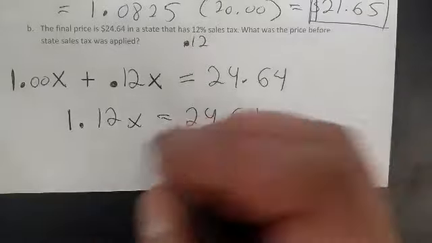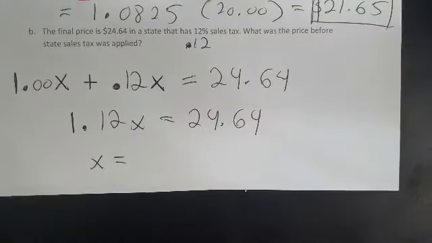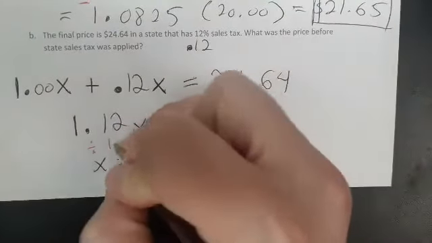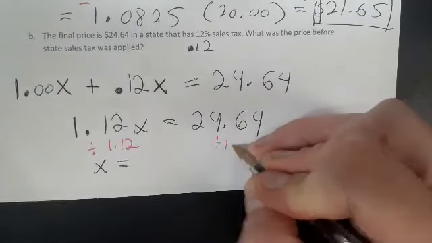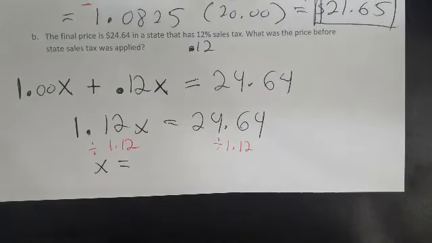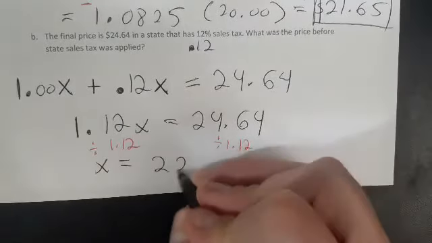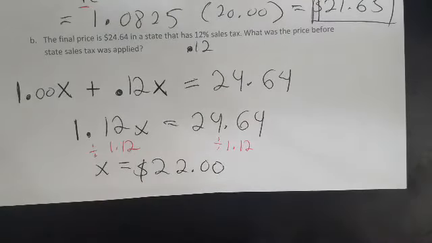So if you want to do a little bit of algebra to solve this, what we're doing is we're dividing both sides, I'll do it in red so it's not cramming together too much, by 1.12 to get x. If we want to get x, we have to divide both sides by 1.12, and I set it up nicely, so I believe it should be an even $22. Let me double check, make sure I'm doing my math right. 24.64. Yeah, should be an even 22.